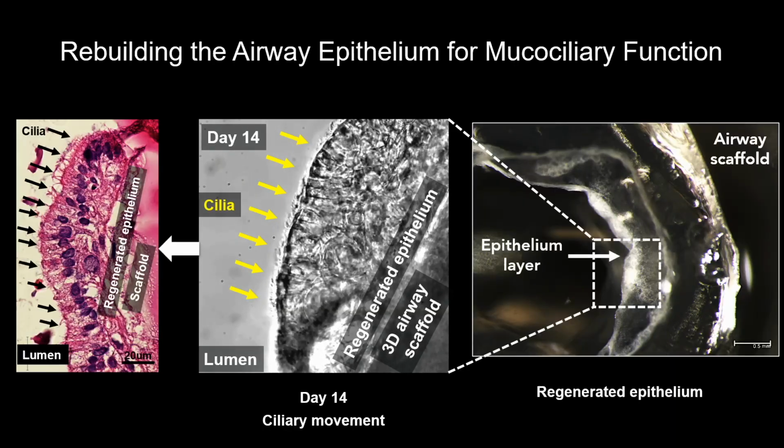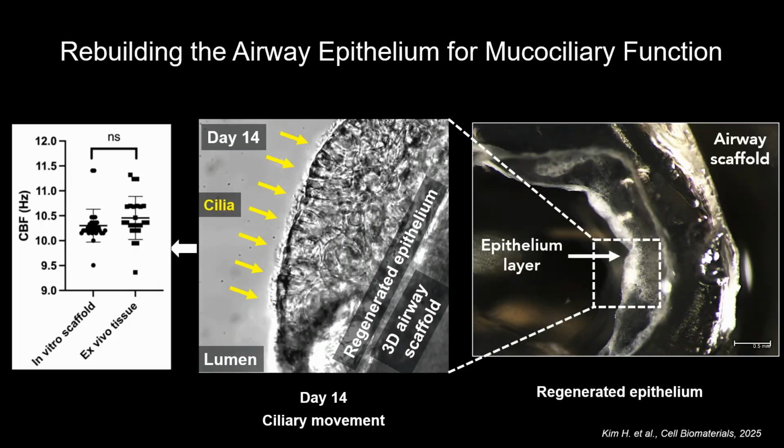Now that we confirmed the regenerated airway epithelium under histology, our next question was whether it functions like native tissue. So we measured ciliary beat frequency using high-speed video microscopy to see if our 3D airway epithelium functions like native tissue. We compared ex vivo lung tissue with our 3D scaffold. We saw no significant difference. Cilia in our 3D model beat at very similar frequencies to what we see in ex vivo tissue.